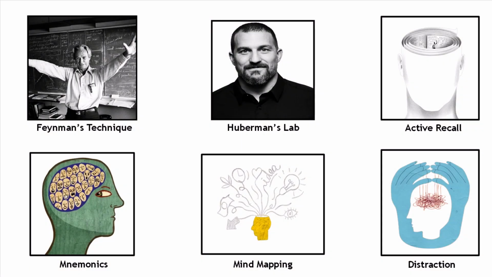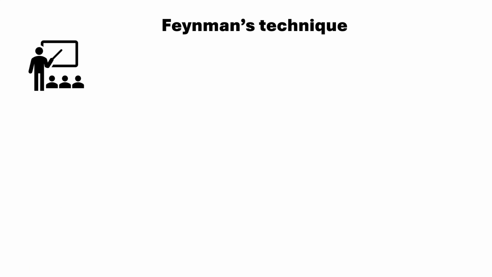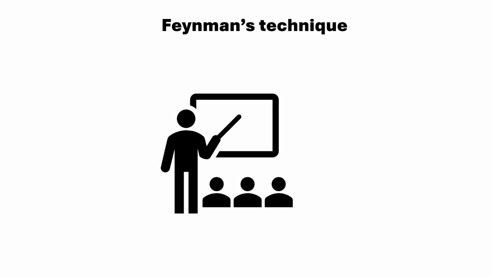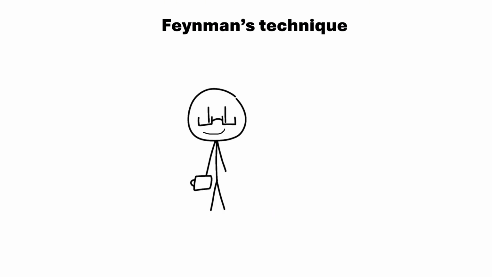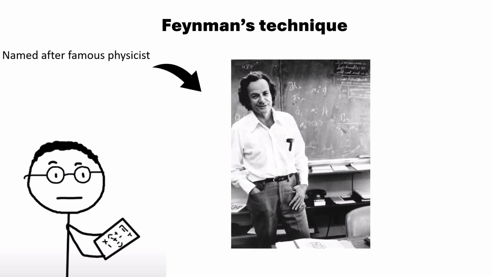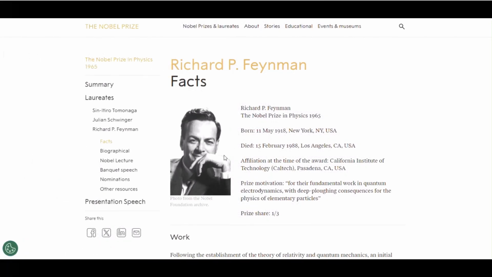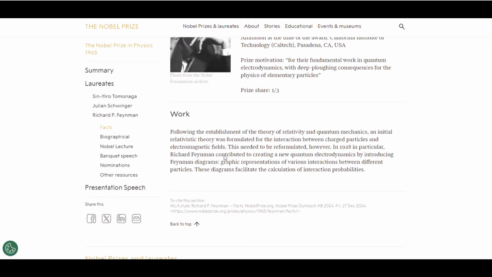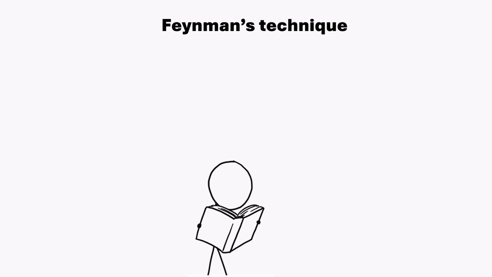Feynman's technique. There exists a profound adage you may have encountered: If you can't explain it simply, you don't understand it well enough. At the heart of this wisdom lies the essence of the Feynman technique. It is named after famous physicist Richard Feynman, a Nobel laureate celebrated for his pioneering work in quantum electrodynamics. Let's jump straight into Feynman's technique.